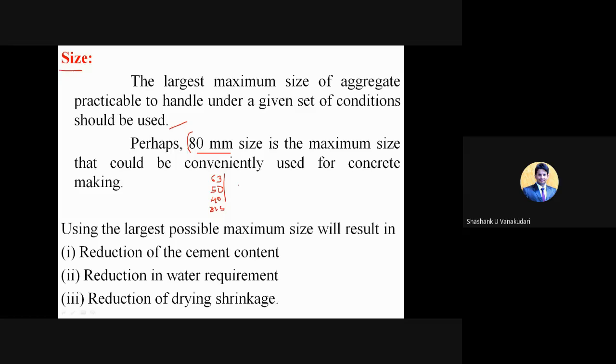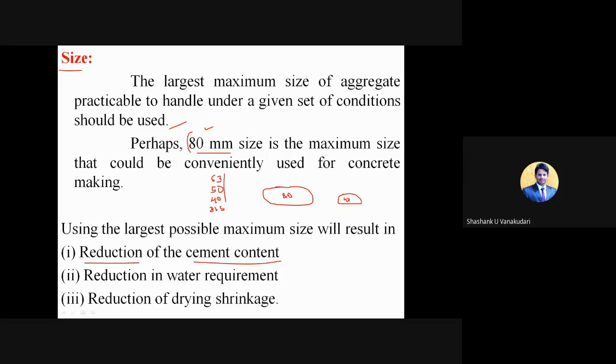And then what happens when you have used the maximum size of the aggregates and how it gives the results after the construction. Once you use the largest possible maximum size, that is going to result in a reduction of the cement content. When you have used the larger size of the aggregates, that results in lower consumption of the cement content, because here the surface area will be very less. Think that this is 80 mm aggregate. Clear? And then think that this is 40 mm aggregate.